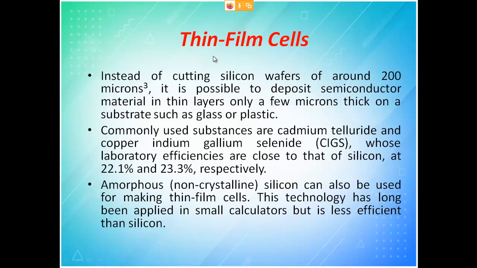So in thin film, rather than cutting, I am going to make a surface. It is possible to deposit semiconductor material in a thin film only a few microns thick on a substrate such as glass or plastic. So directly on plastic, I will heat and melt and make it flow. That's all. Commonly used materials are cadmium telluride or copper indium gallium selenide. We call it CIGS, whose laboratory efficiency is close to that of silica at 22, but when you manufacture and bring it as a product, it will be less.